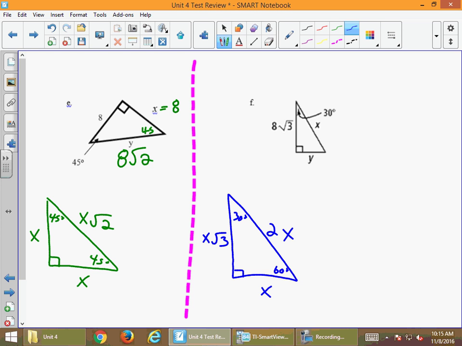I have to divide. What do I divide by on the long leg side? Radical 3. All right. So let's do it. I'm going to say 8 radical 3 divided by radical 3. 8. Why? What happens? Yeah, they cancel each other out. Radical 3 over radical 3, that's just a 1. 1 times 8 is 8. So easy, y is 8.